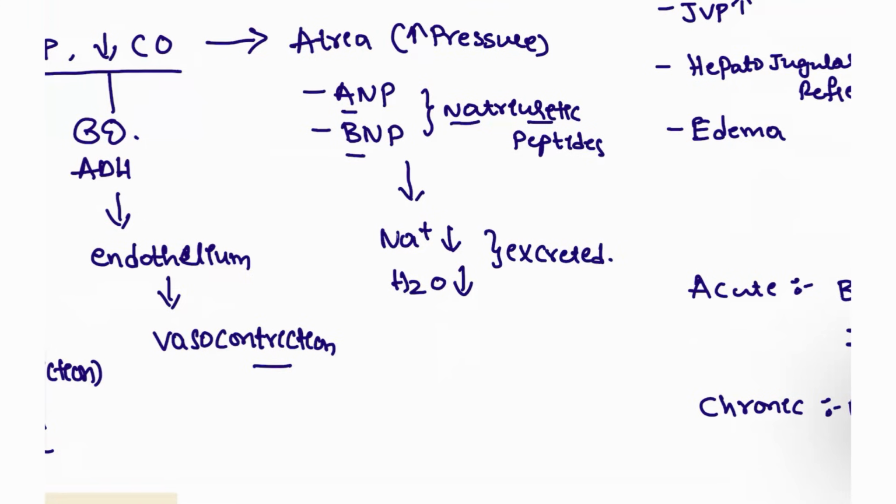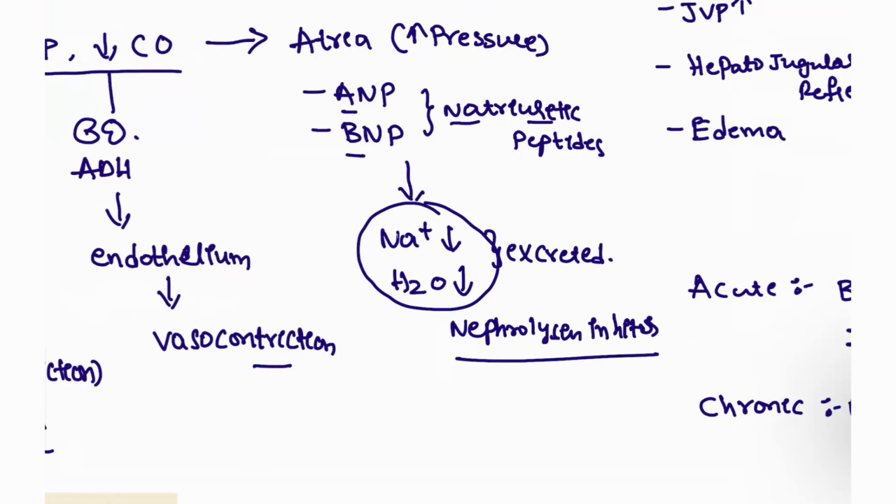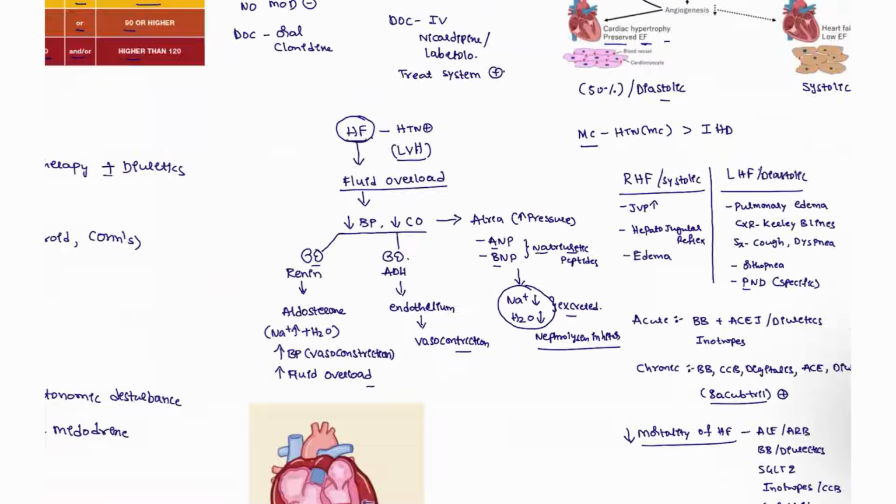So this is the drug that we are going to use. This drug is known as a neprilysin inhibitor, or the sacubitril drug that we are going to encourage here, right? This is the main mechanism behind heart failure.